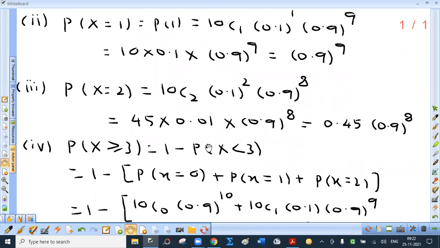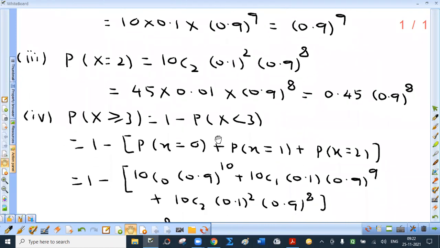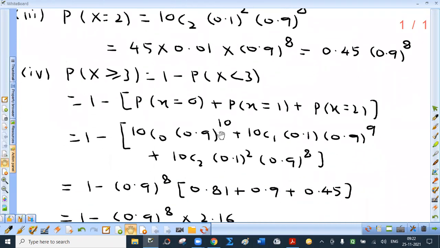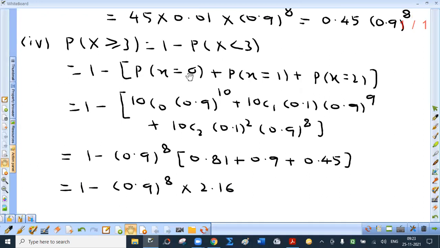Now fourth part is important. Probability that 3 or more terminals will require attention. So required probability is P of x greater than or equal to 3. If you consider original event, you will have to consider P of x equal to 3 plus P of x equal to 4 up to P of x equal to 10. And therefore we consider the complement. What is complement of x greater than or equal to 3? It is x less than 3.